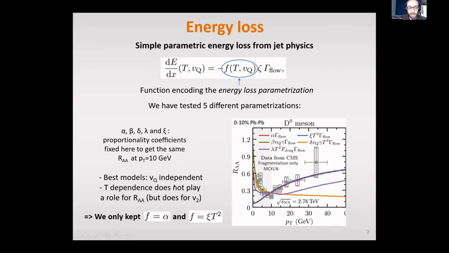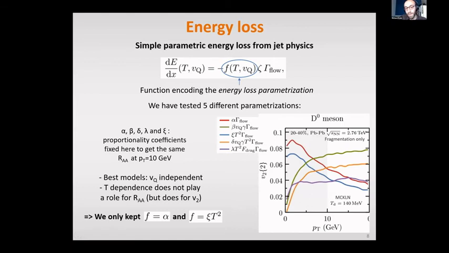Another thing that you can see is that the temperature dependence does not play any role for the area A. For example, between the red and blue curves, the blue curve includes a quadratic dependence on the temperature, and you see that they gave the same result. But it's not the case for the V2. In the V2 case, we see that the temperature dependence plays a role. This was already observed in other analyses. So finally, we choose to only keep the constant parametrization and the simple quadratic temperature dependence.